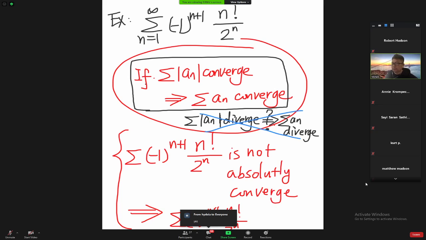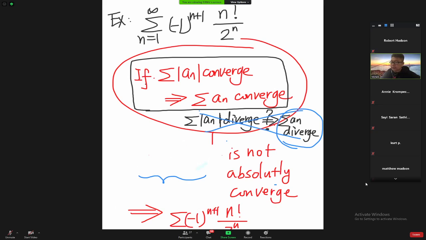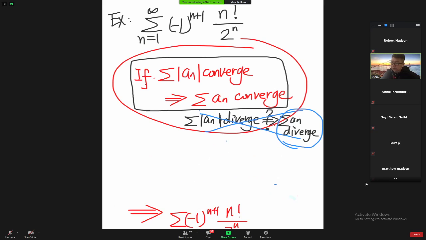Even though we know the original series does not converge absolutely, the absolute value series diverges, we couldn't justify anything for the original series of a_n. Even if you put the absolute value, apply the ratio test, and find that the absolute value diverges, for the original series you couldn't get any information. The reason is the logic I just explained. So the ratio test actually fails for this one.